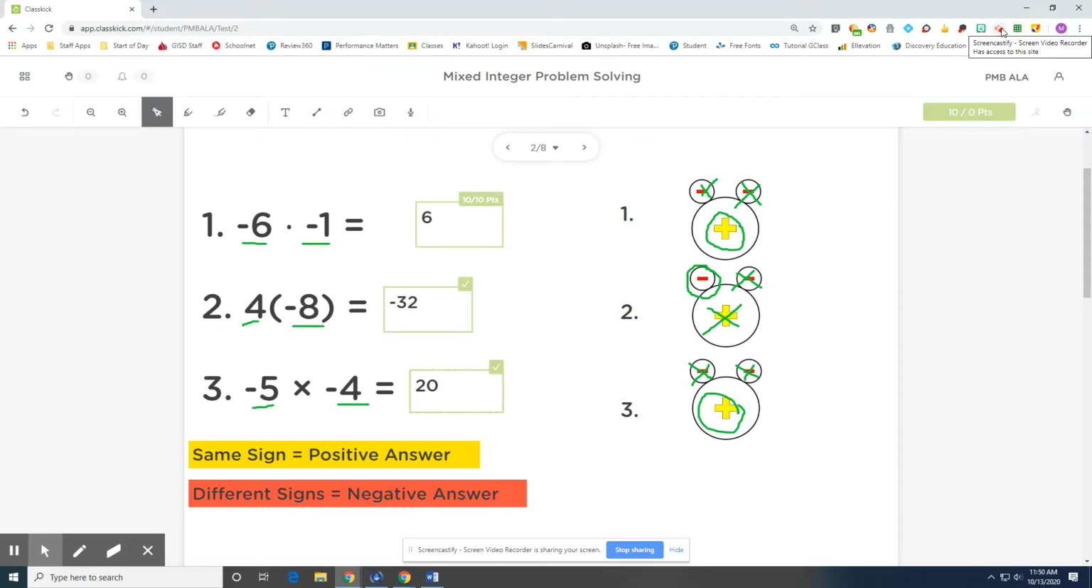Make sure that you're copying this down, and then we're going to go to the next slide and look at division with the MD circles.